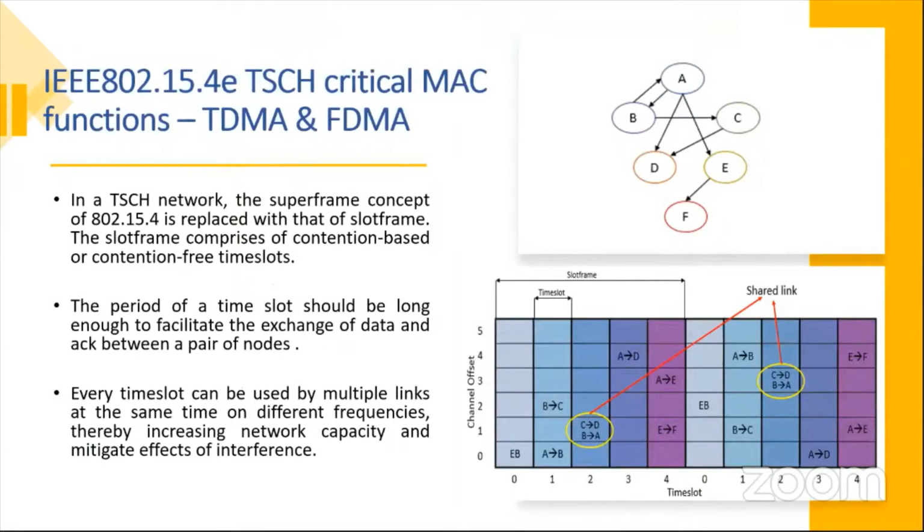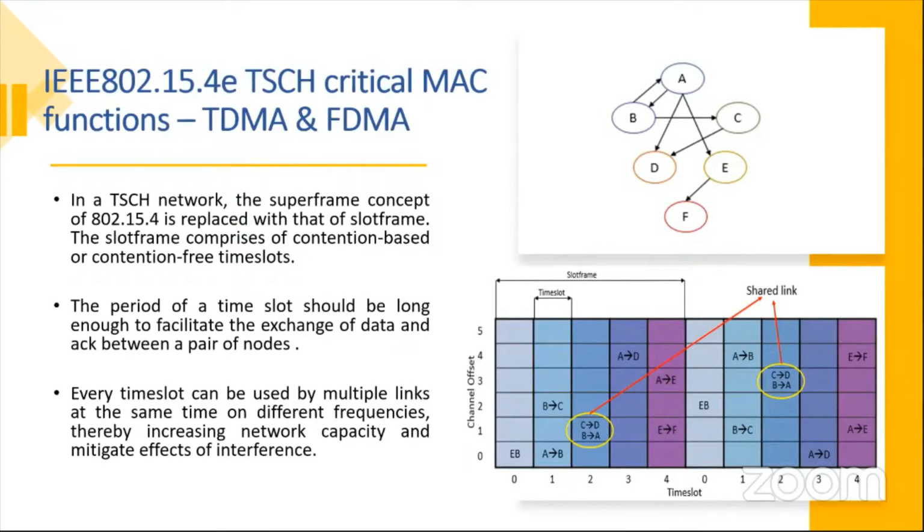Now, the TSCH critical MAC functions are here. You can see what I've shown on the right side. Forget about all what you read on the left, look at that shared link. Before you go to the shared link, look at the X and Y axis. The X axis is time slot. The Y axis is the channel offset. You could have gone up to 16, but we have only gone up to 5 here. Or rather, the picture is taking only up to 5.